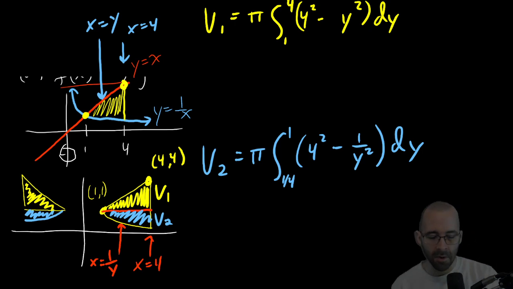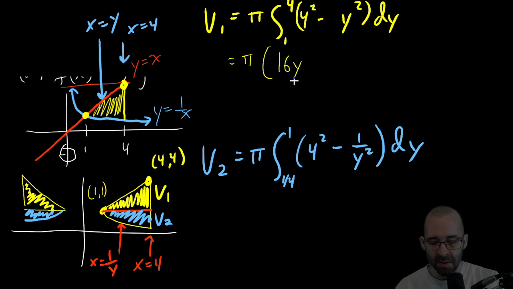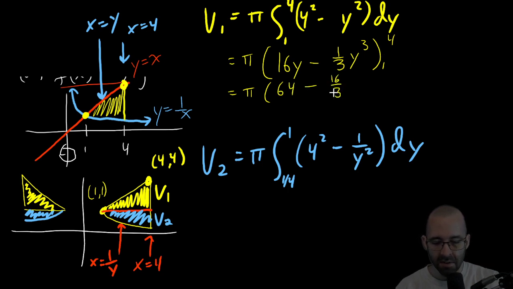And you can do both of those integrals on your own. I'll go through them quickly, but again, I highly recommend you pause the video and work them out. We're going to get pi times, skipping steps, 16y minus 1/3 y cubed from 1 to 4. 4 times 16 is 64 minus 16/3, minus, and you plug in 1, is 16 minus 1/3. Skipping steps has never gotten me in trouble before.